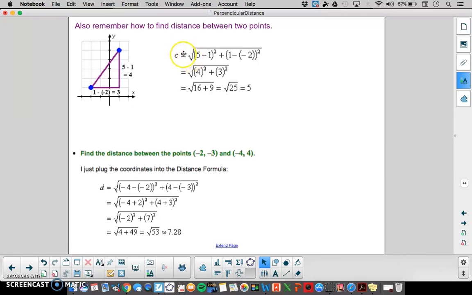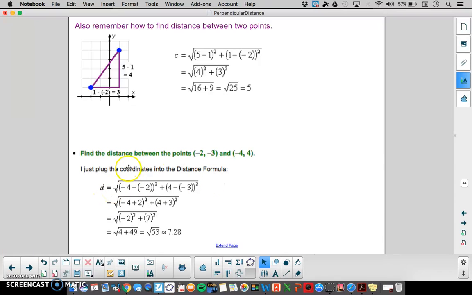So c is equal to the square root of the distance in the y values, the distance in the x values, and then solving for that distance, which in this case happens to be 5. If we were just given 2 coordinates, we can just use the distance formula. Remember, that's x2 minus x1 squared plus y2 minus y1 squared, and take the square root of all of it.